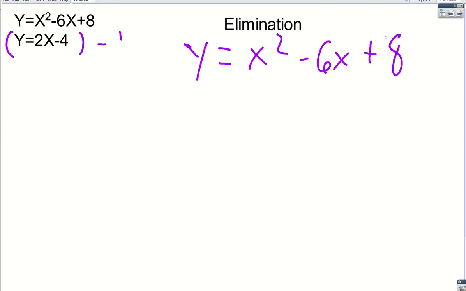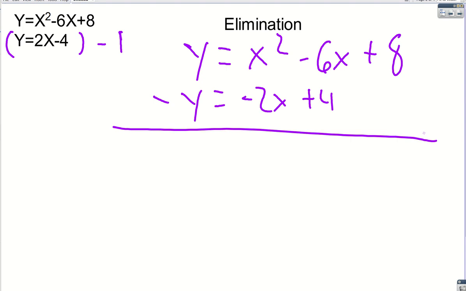First one is going to be elimination. So what I'm going to do is multiply everything in here by -1. And the reason for me doing that is then it'll become y equals x squared minus 6x plus 8, and negative y is equal to negative 2x plus 4. And the reason we did that is now we can add all of the like terms together.